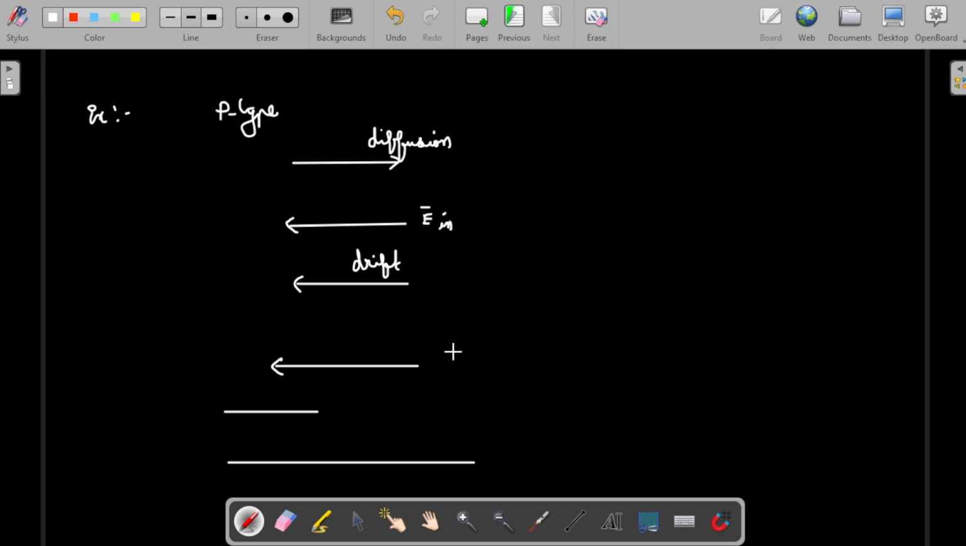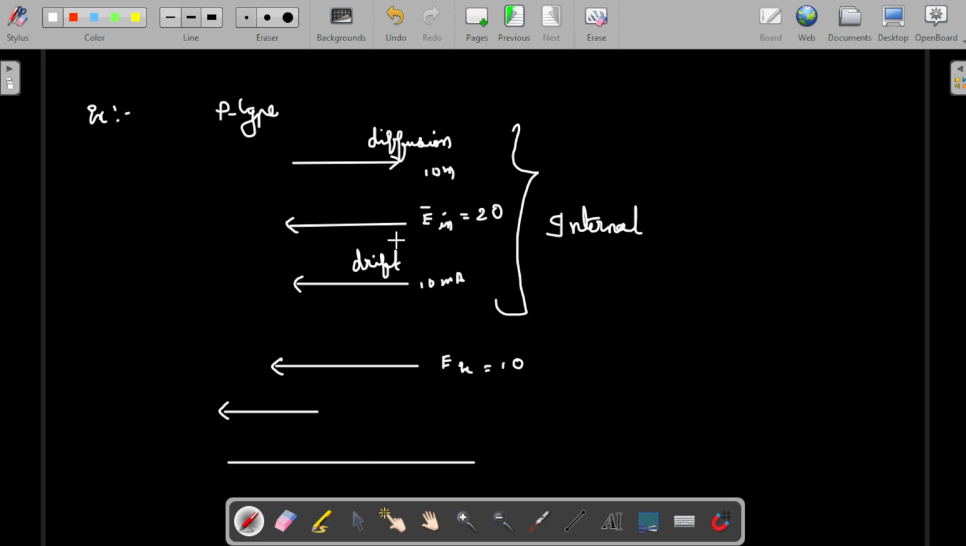So here, suppose this is completely the internal field. If we supply something external, like E external, let's take E internal to be 20 and E external to be 10. So this is 10 milliamps, this is 10 milliamps. The equilibrium is 0, that is, without external supply the equilibrium is 0. If we apply the E external, which is equal to 10, then the E net will be up to 30, right? So there will be diffusion of holes to this side. The total will be 20 milliamps.